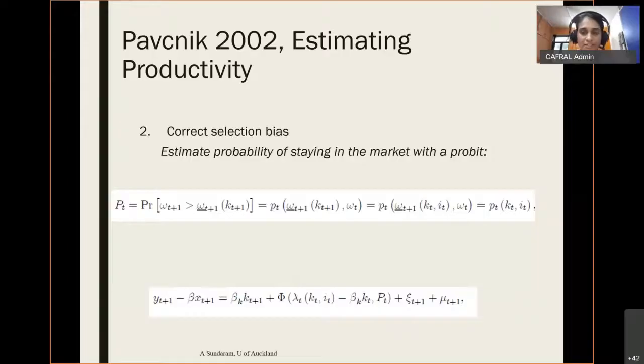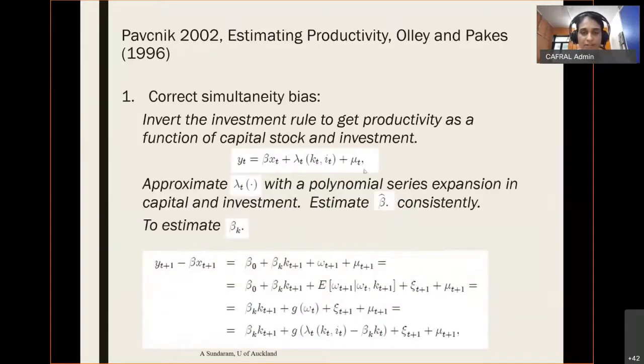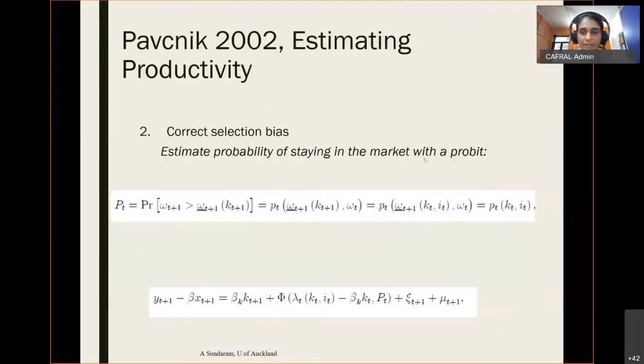So 3 stages. Stage 1, run this particular equation here to get your beta coefficient. So back out the beta coefficient on the variable inputs, then run your probit estimation, back out the estimated probability of staying. Once you have both, then all you need to run is this final regression on this last line, which is y_t minus beta x_t+1. And regress that on the capital, on a polynomial function of investment and capital, and the probability of staying, and then plus the error term. Okay? Once you run this regression, you will back out beta hat k.